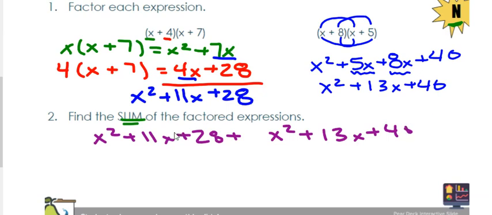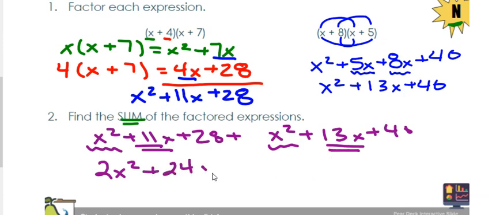So my next step is to start combining my like terms. So I have x squared and x squared, again, adding them together. So I get 2x squared. Then I have my x terms. So I have 11 plus 13, which gives me a positive 24x. And then finally, I have my constants. So I have 28 plus 40, which gives me a positive 68.